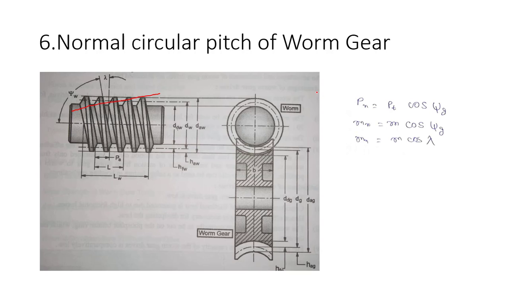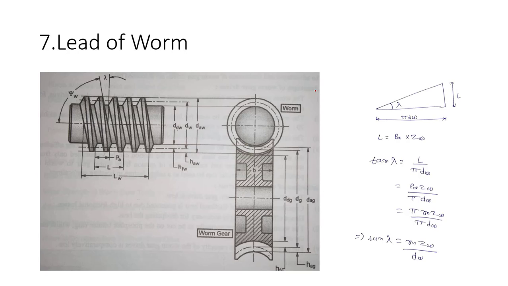Now the next terminology is lead. We already learned that lead is the linear distance travelled if we rotate something. So in worm gear, the definition of lead is the distance from a point on one tooth to the corresponding point on the next tooth on the same helix, measured on the same pitch surface in the axial direction. It is known as lead.